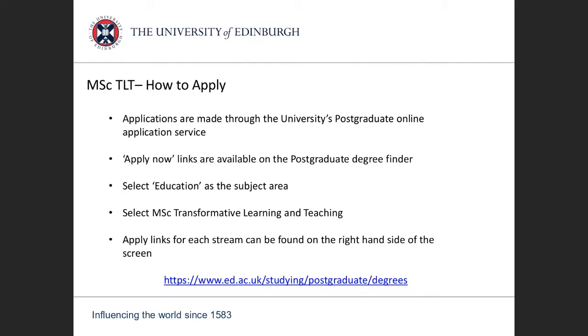The links to apply are available through that. You can select Education as a subject area and then MSc Transformative Learning and Teaching. And the apply links for each stream of the programme can be found on the right-hand side. I would really encourage you to read in depth through the degree finder entry to see what the entry requirements are, to find out a little bit more about the programme itself, and just to make sure you're hitting all of the relevant criteria before you are applying to the programme.